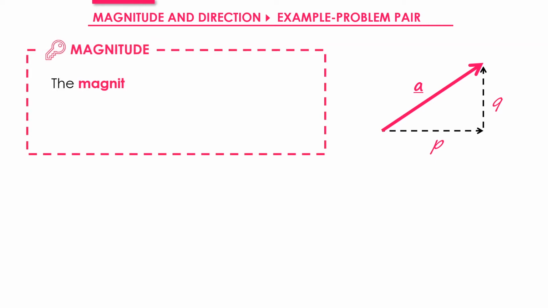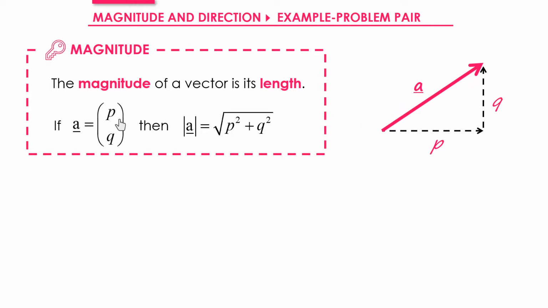So the magnitude of the vector A is simply its length. And so we have a right-angled triangle where A is the hypotenuse. To find the length of A, we can simply use Pythagoras. So if A is (p, q), then the magnitude of A, written like this, is the square root of p squared plus q squared.